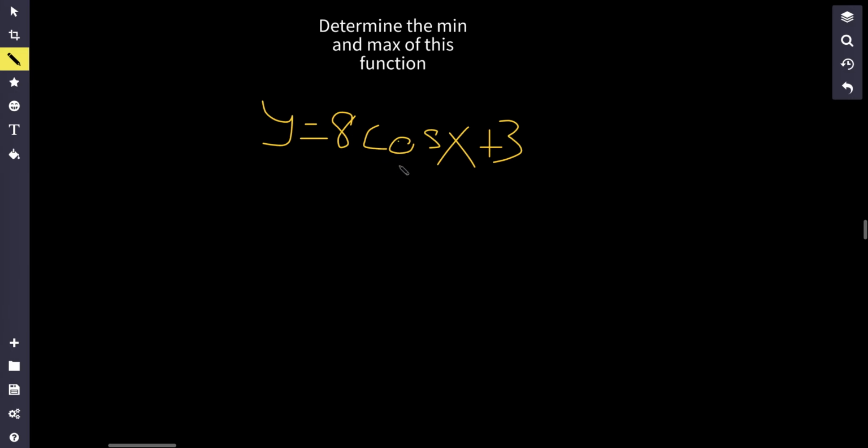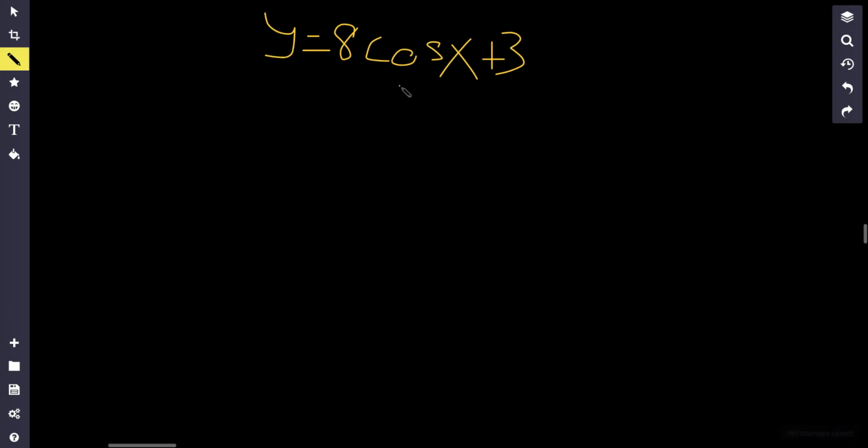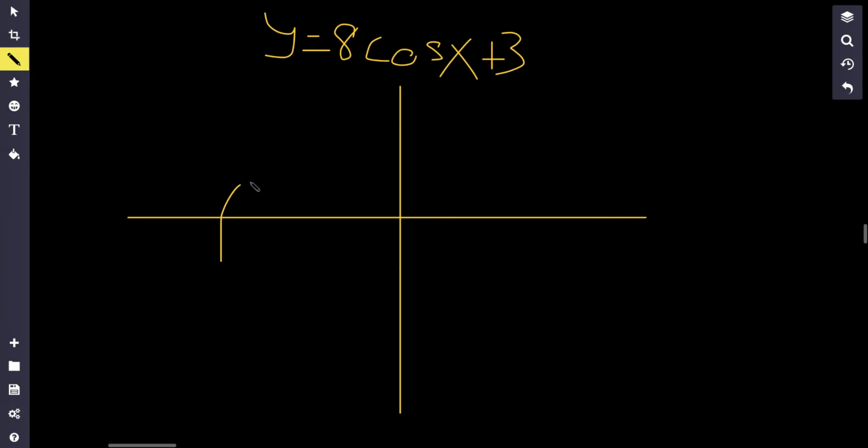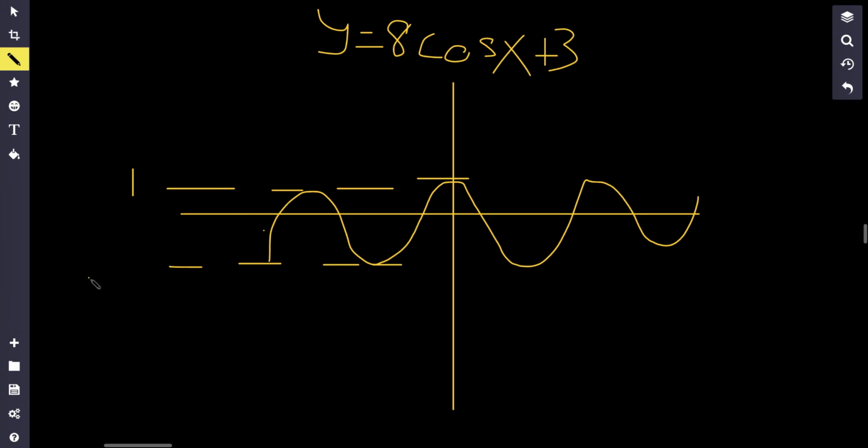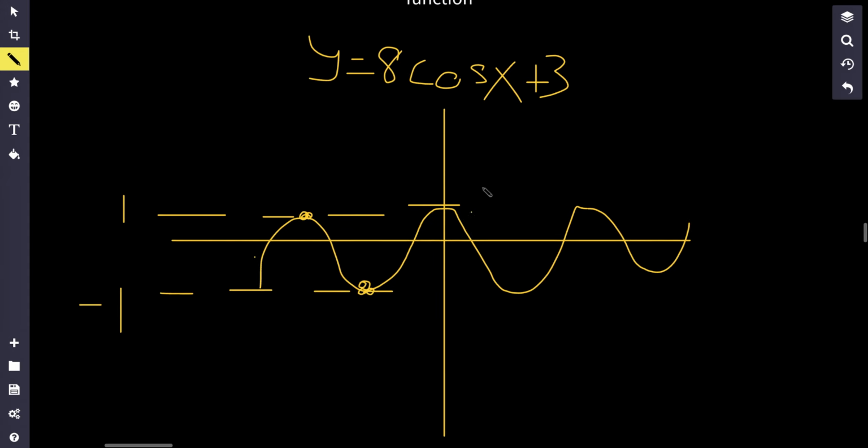All right, determine the minimum and the maximum of this function. Y is equal to 8 cosine of x plus 3. So normally, what a normal cosine function looks like is something like this, where it oscillates between 1 and negative 1. Basically it goes up and down, where the maximum point is 1, minimum point is negative 1, okay? Goes in between these values.